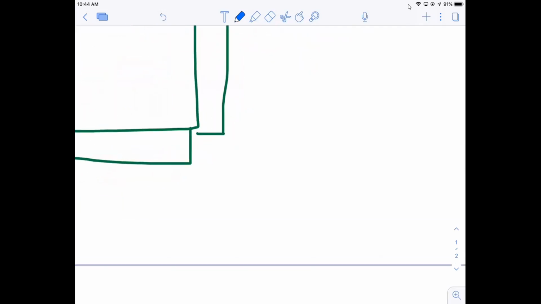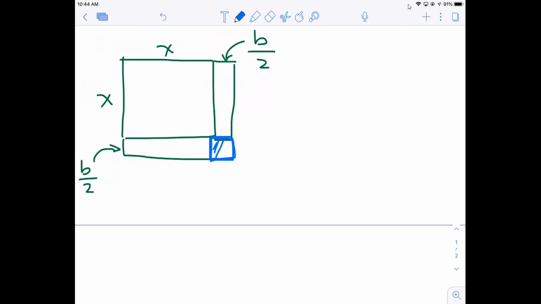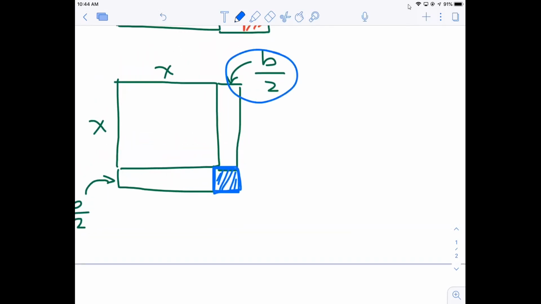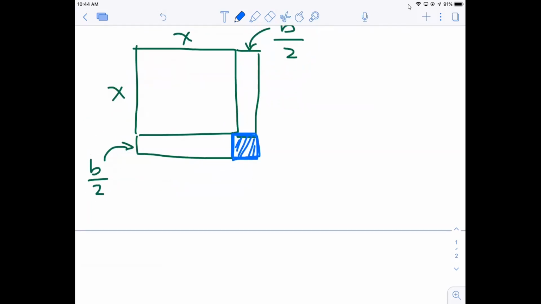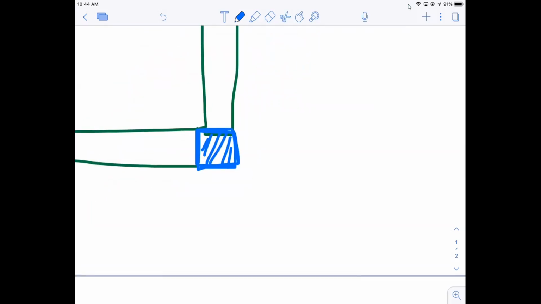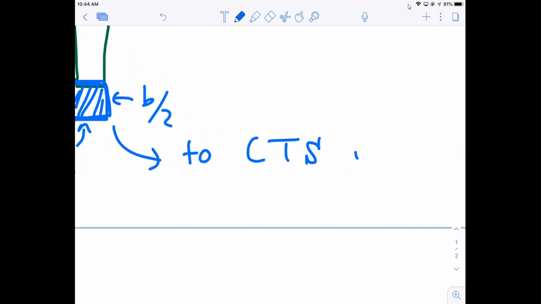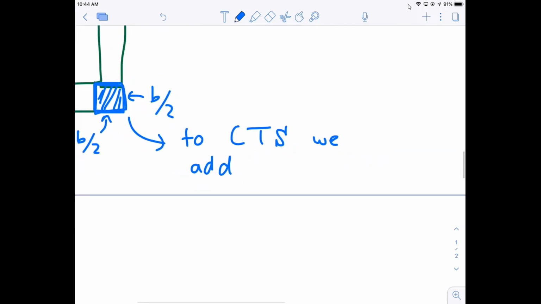So don't we need to add this little bit of area right here? And what is that area that we're going to need to add to make this a square? Well, aren't the dimensions b over 2 by b over 2? So to complete the square, we add that area, which is b over 2 times b over 2, or b over 2 squared.